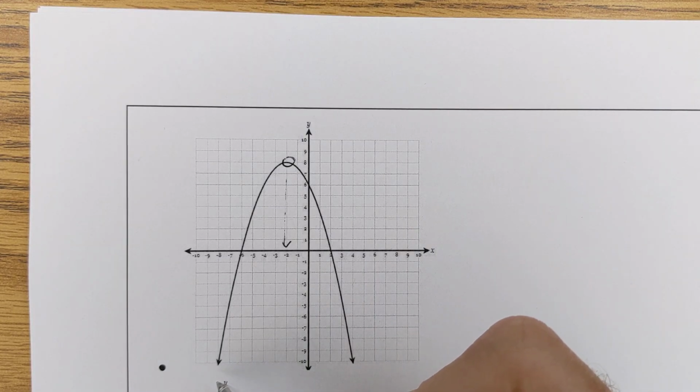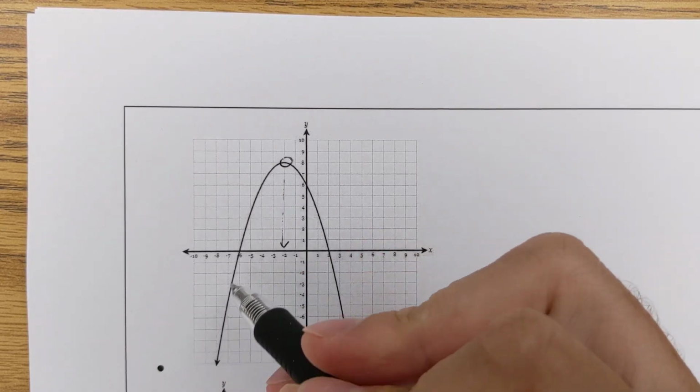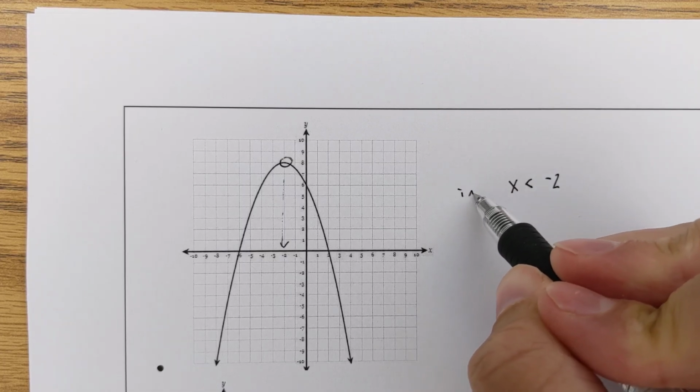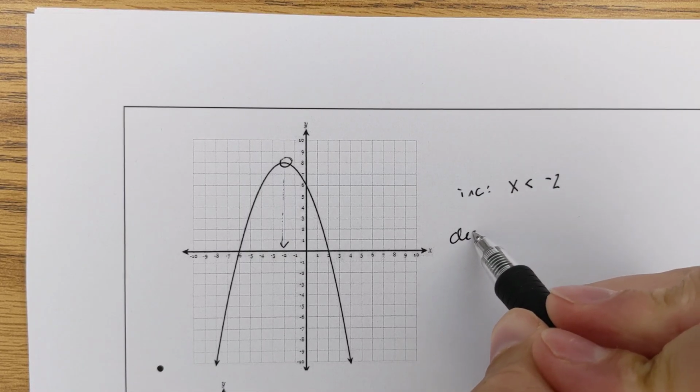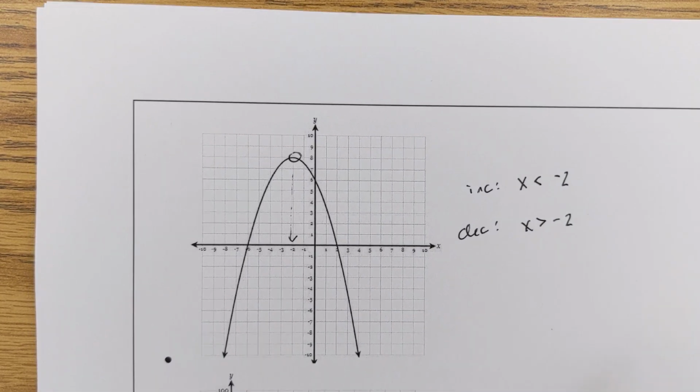So reading from left to right, this side is the decreasing side, or sorry, the increasing side. So everywhere left of -2 is increasing. For decreasing, that would be everywhere right of -2. It has to be one or the other.